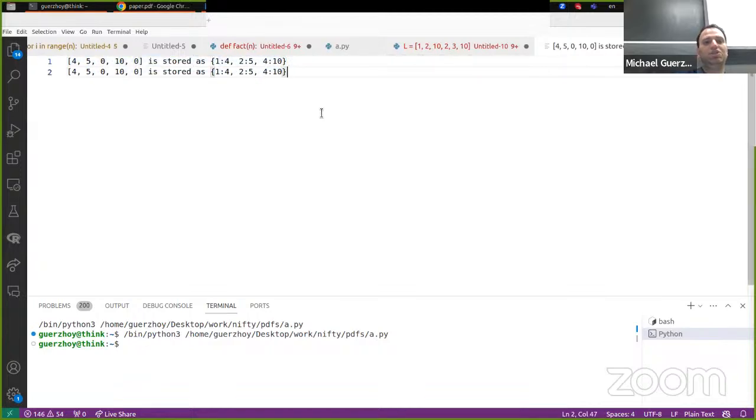So let me do another one. Let's say that you have 0, 1, 0, 0, 3. So how would that be stored? At location 2, it's 1, and at location 5, it's 3. Does that make sense? Yeah. And then you want the Euclidean distance, so 4 minus 0 squared plus 5 minus 1 squared plus 0 minus 0 squared plus 10 minus 0 squared plus 0 minus 3 squared. Right.